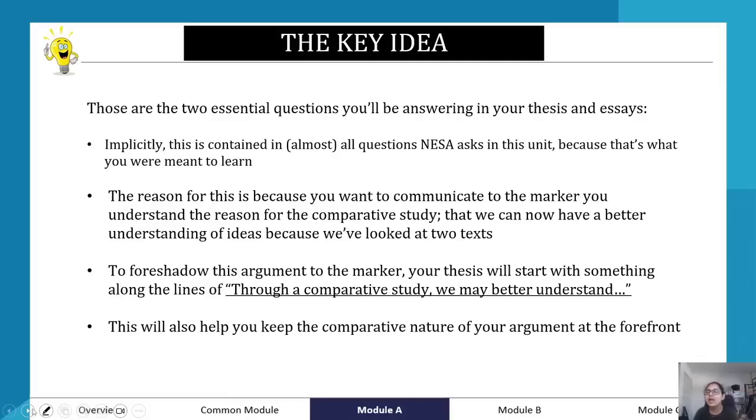You can obviously start with, for example, textual conversation between text A and text B allows audiences to, and continue on from there. This will help keep the comparative nature of the argument at the forefront. Remember, this module is all about comparison, so you can't sacrifice on that.